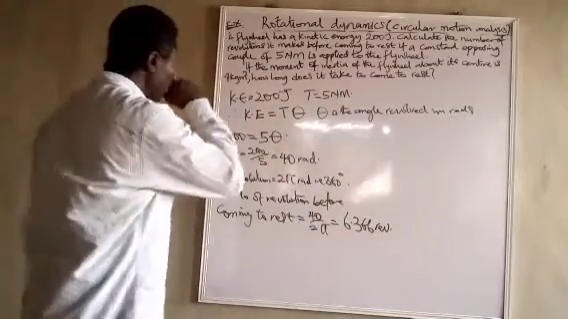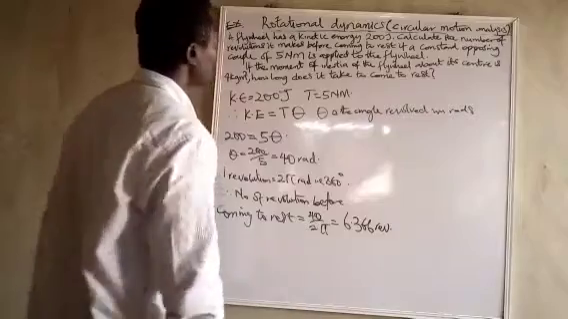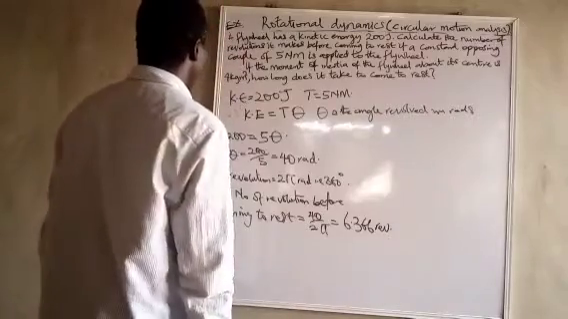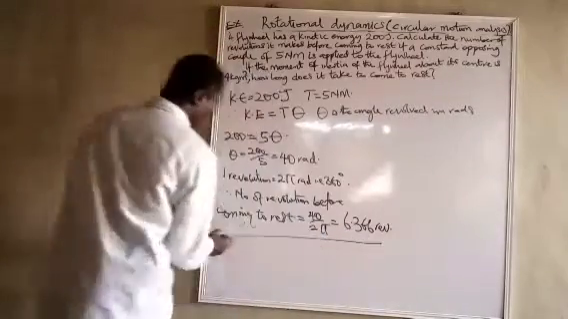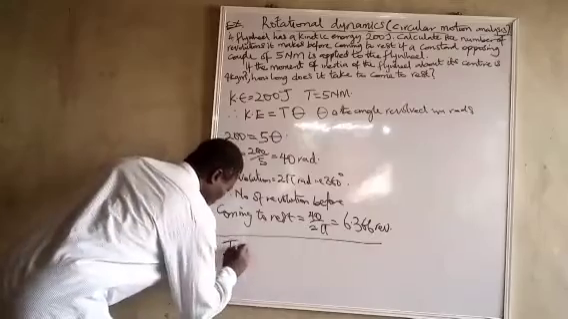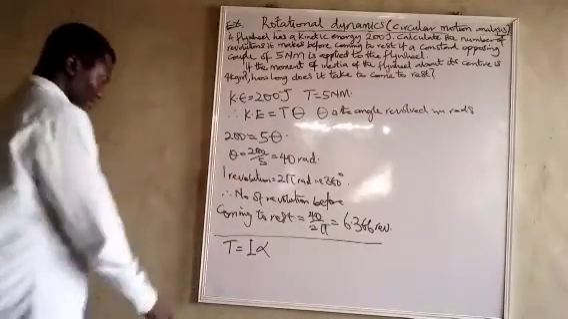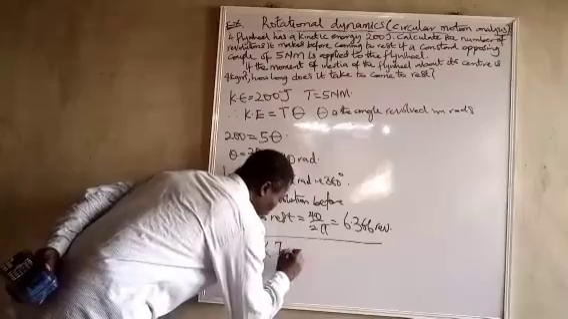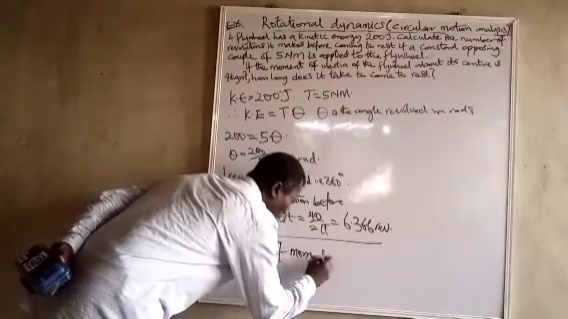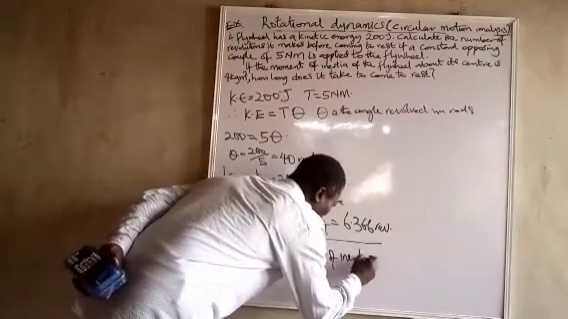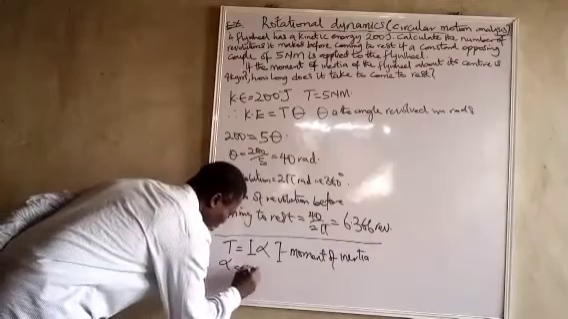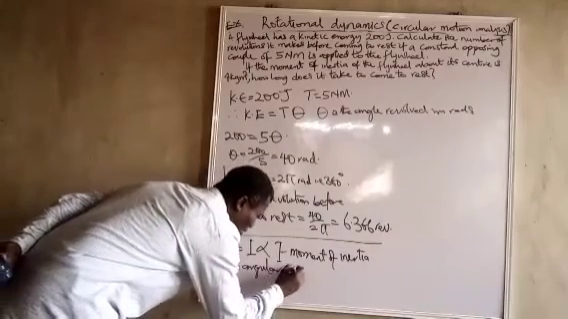We are now told if the moment of inertia of the flywheel about its center is 4 kg/m², how long does it take to come to rest? So we know this relationship that T, torque, is equal to moment of inertia times angular acceleration. Here I is moment of inertia and alpha is angular acceleration.